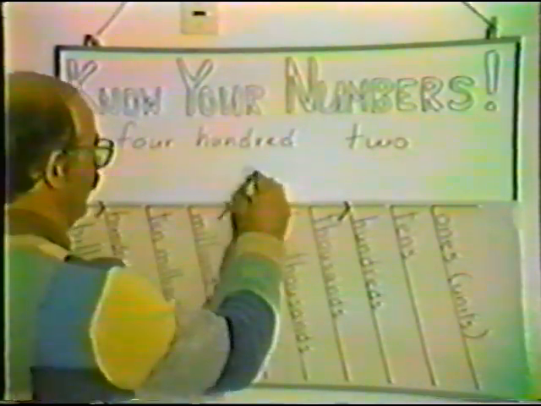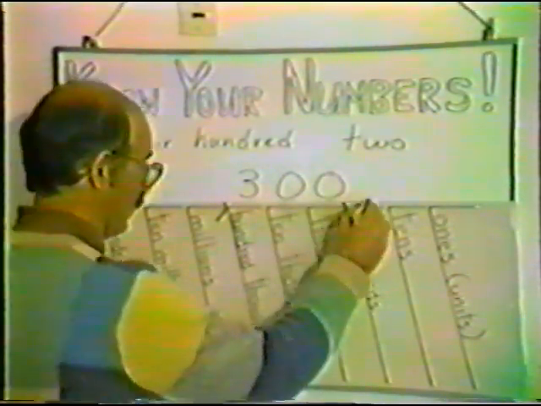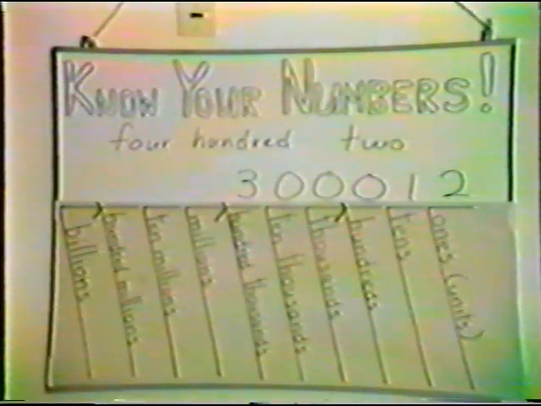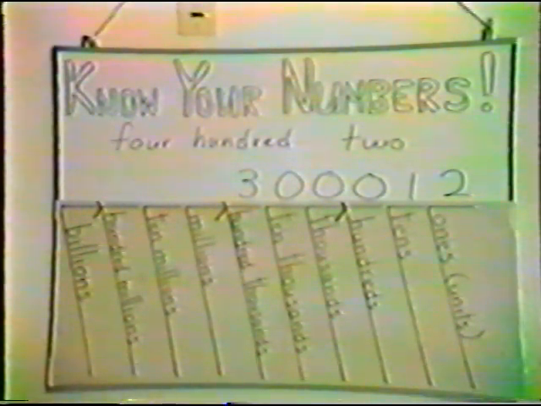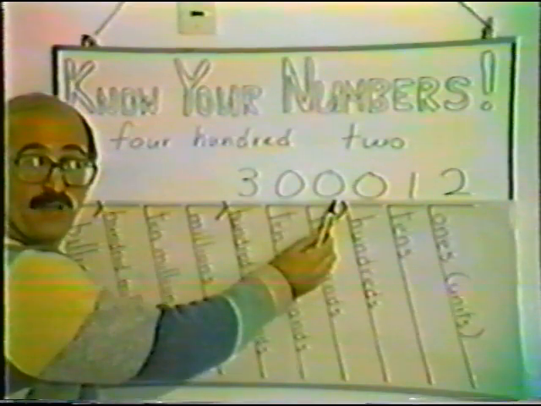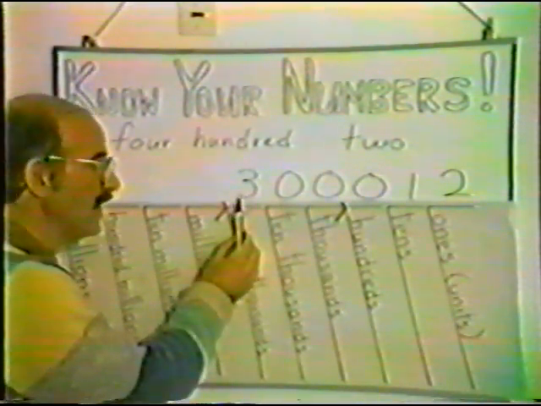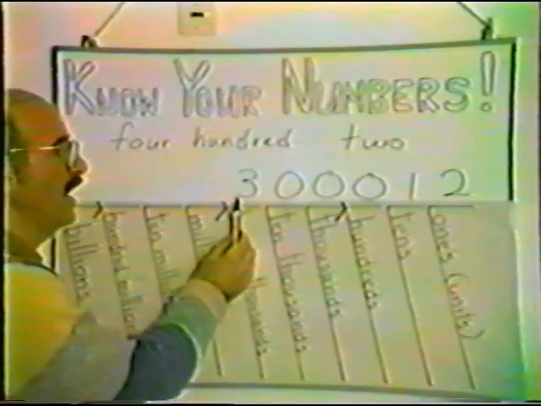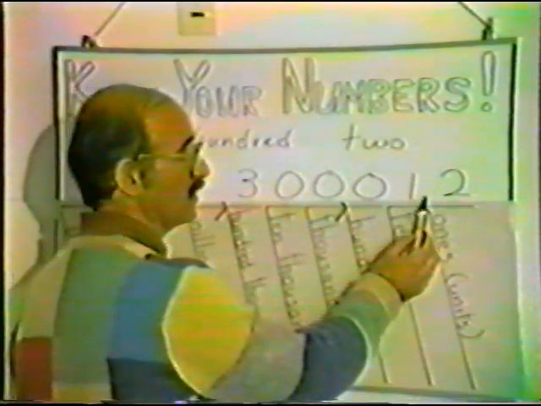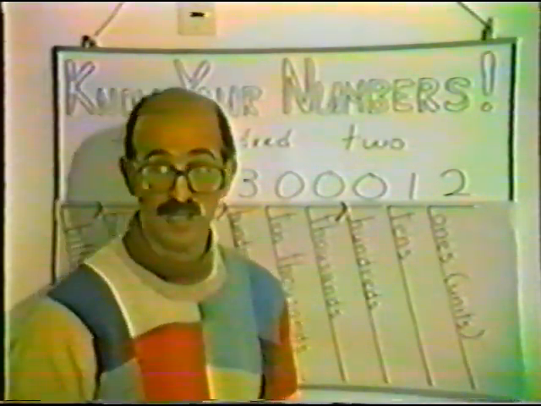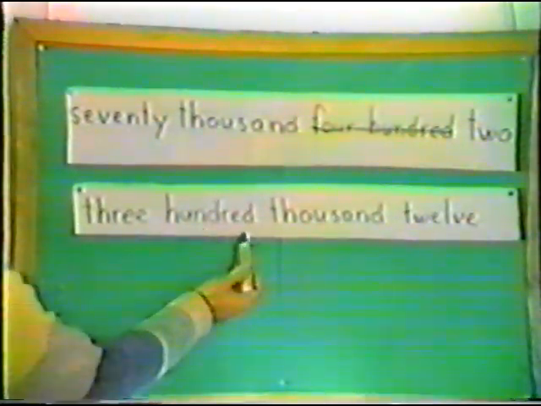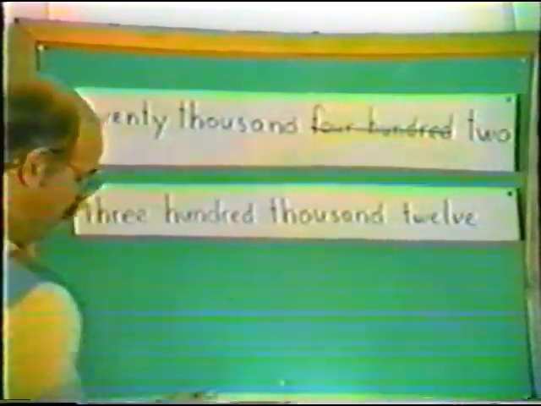What number is this? 300,012. Yes, the number that we see before the thousand comma is 300. So we say 300,000, and then all we have is 12. When we write it, it looks like this. 300,012.